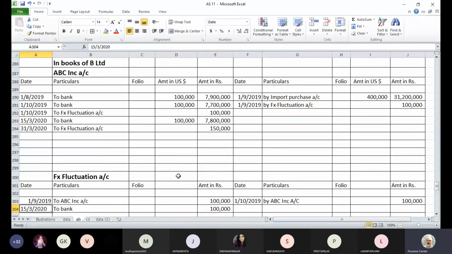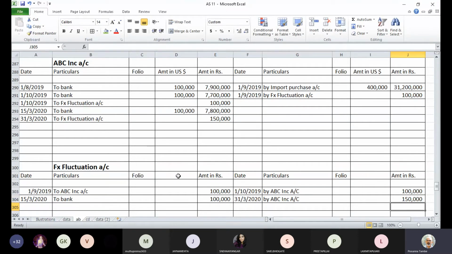So on 31st March, we have to pass this entry by ABC Incorporated account. 150,000 is the gain recorded over here because the year-end rate has fallen. So we have to record the gain. Now, since we are at the end of the year, we will find out what is the loss or profit position. The balancing figures. The totals.